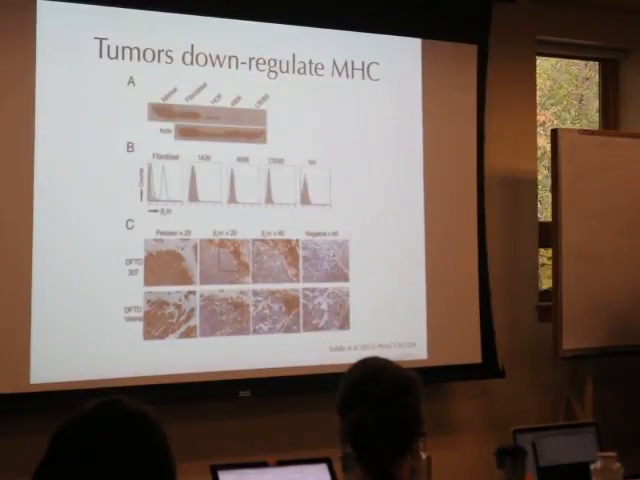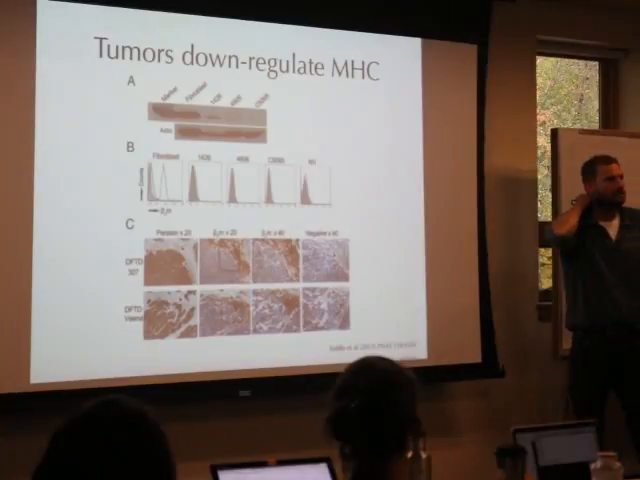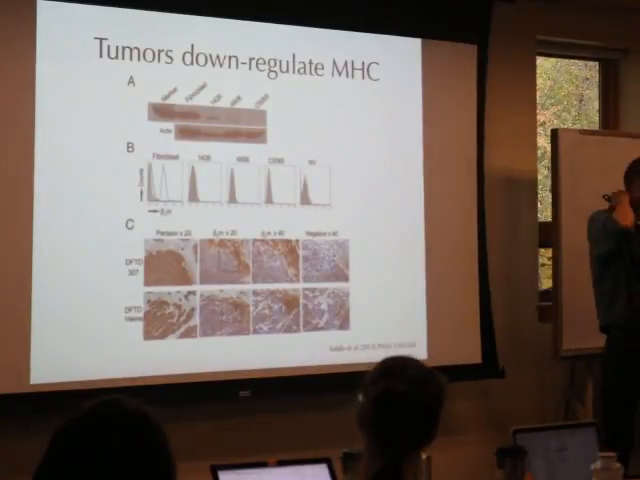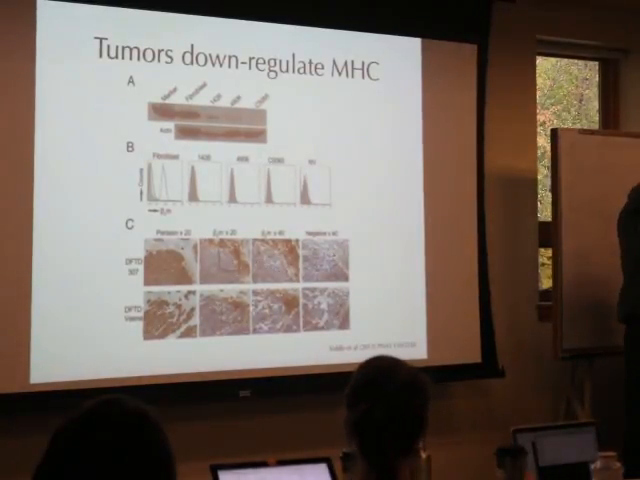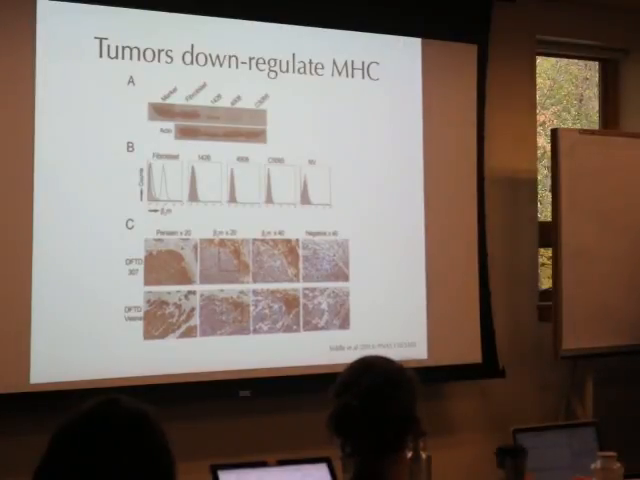But it turns out that the tumors actually are able to downregulate their own MHC expression and also suppress the host immune response. So these tumor cells have evolved these mechanisms to be able to transmit from one individual to another.